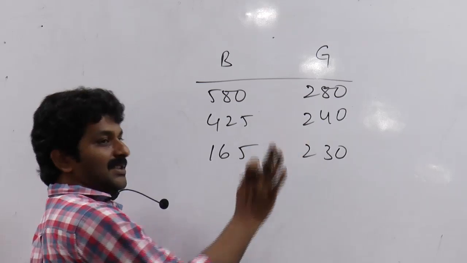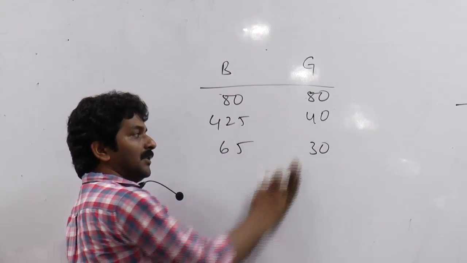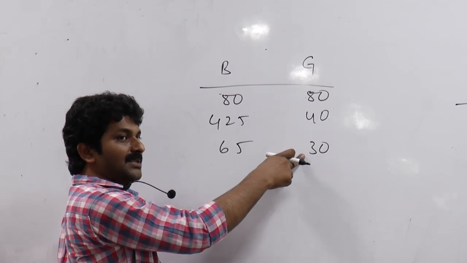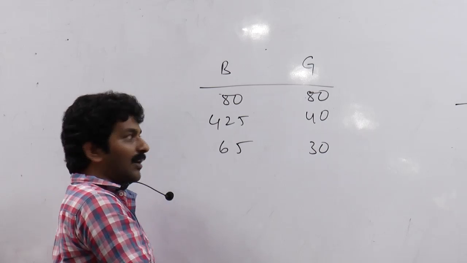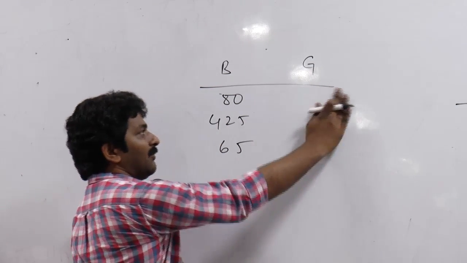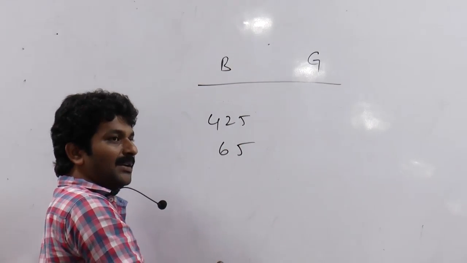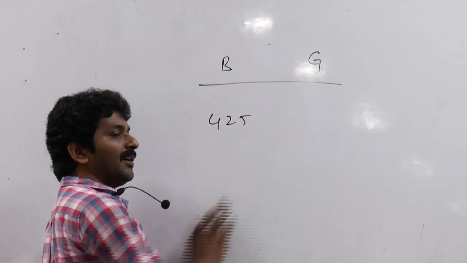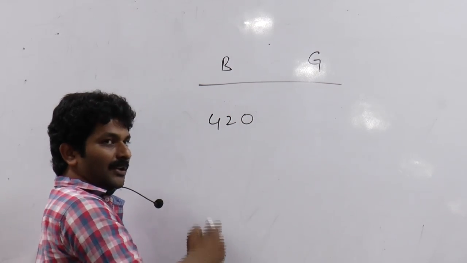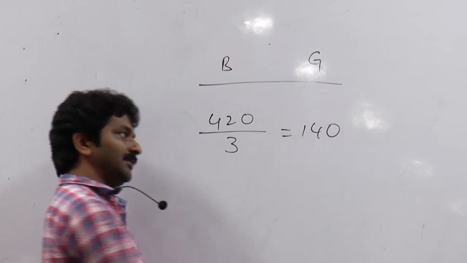200, 200, 200, 600 over. Still we have 80, 40, 30, 40, 30, 70, 70, 80, 150. Subtract 150, subtract 150. Wait a minute, 80 gone, still you need to subtract 70, 65 gone, still you need to subtract 5. You have 420. So the difference is 420, just go for average, divided by 3. How much is that? 140.